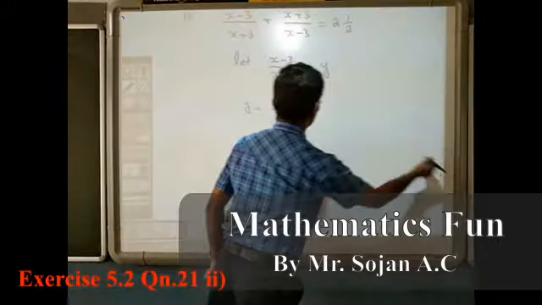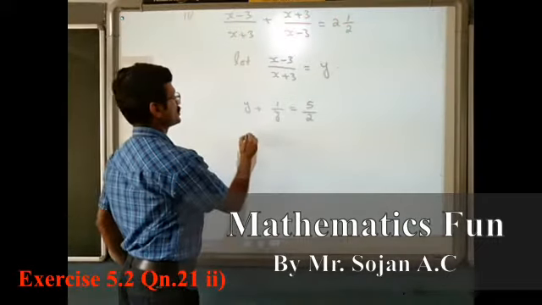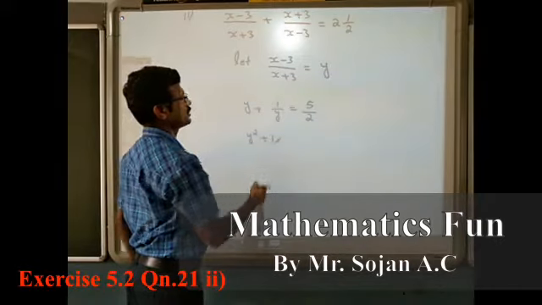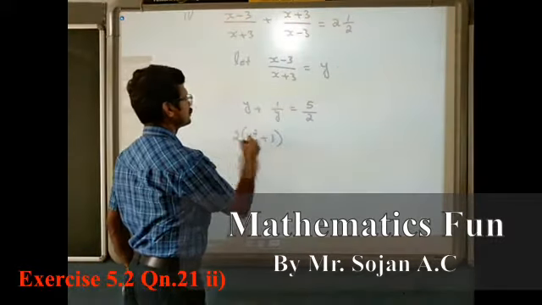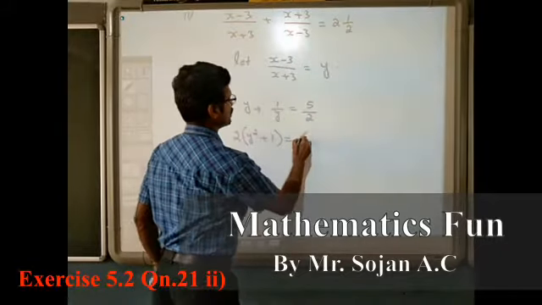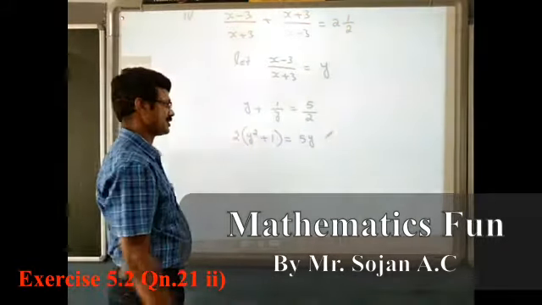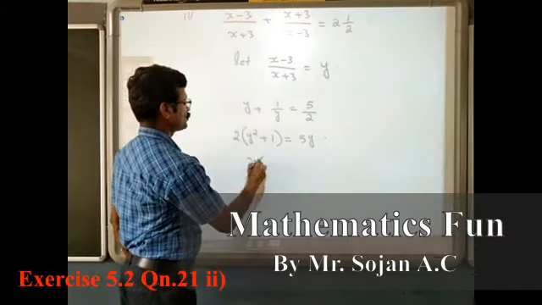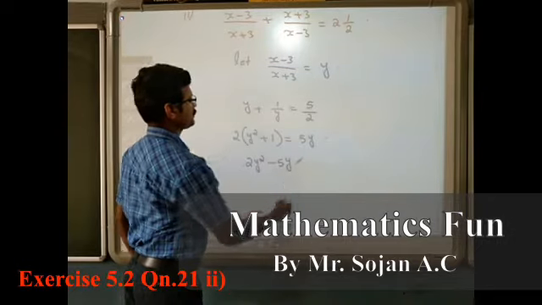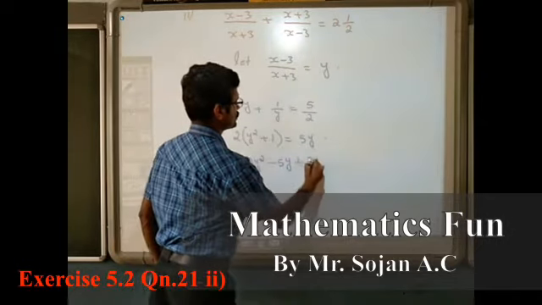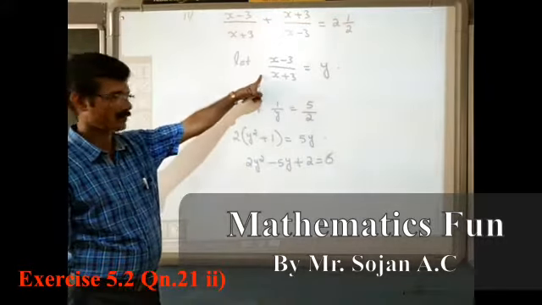Now, here I am taking LCM and simplifying it. y is the LCM, so it becomes y square plus 1. This 2 I am taking this side into 2, this y I am taking that side, so 5y. I have taken LCM and I cross multiply. So it becomes 2y square, this 5y I am taking this side, minus 5y plus 2 is equal to 0. So I got a quadratic in y.